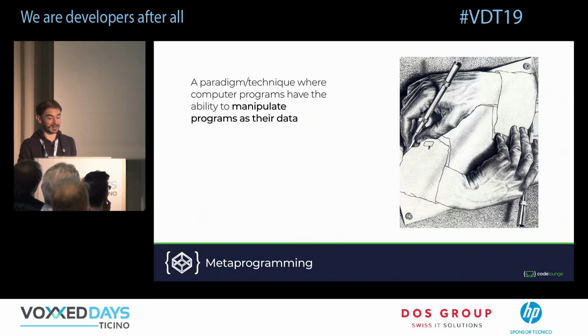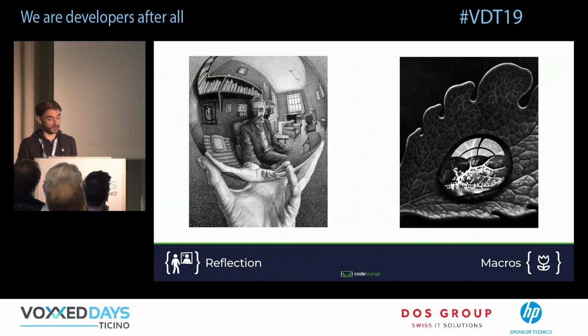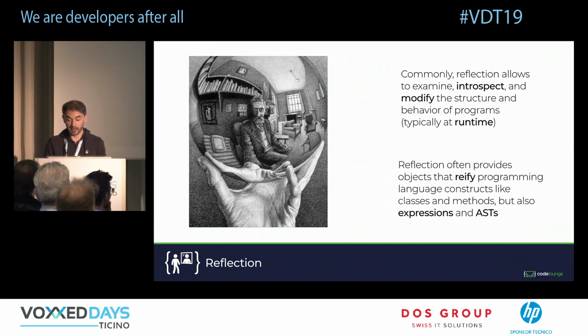Well, you have to use something that is called metaprogramming. Essentially, these are features that allow programs to manipulate their own data. And you can, for example, read, generate, analyze, and transform other programs, even at runtime. Okay? There are two ways to do it. One is with reflection, and one is with macros. Scala has both, even if the reflection is not like Smalltalk, it's more like very powerful introspection, but it's very close. So commonly, they allow you to examine, introspect, and modify the structure and behavior of programs, typically at runtime. And it reifies things like methods, expressions, and ASTs.